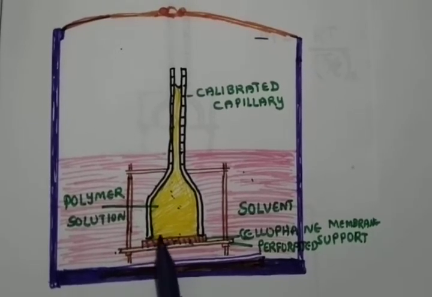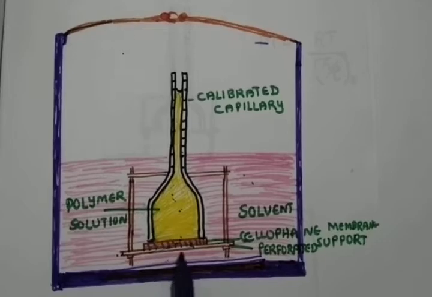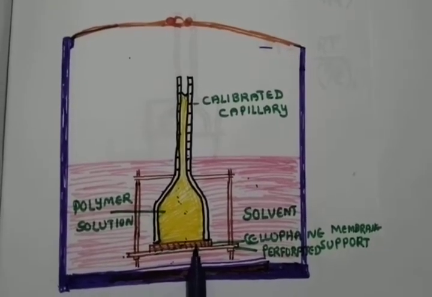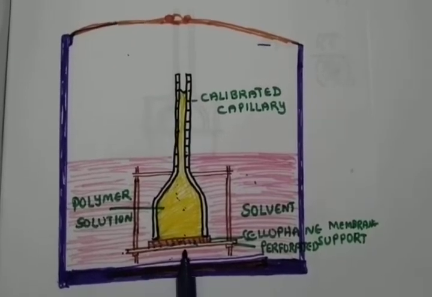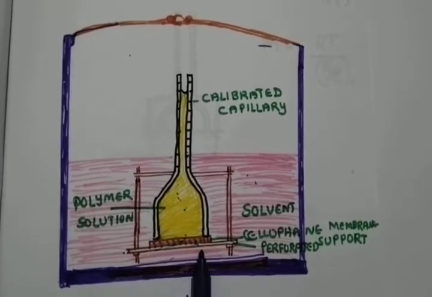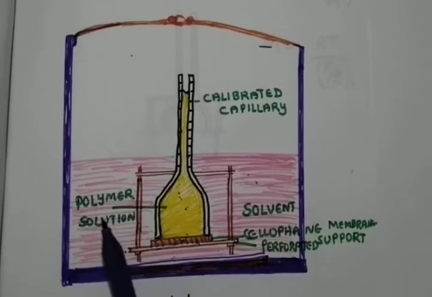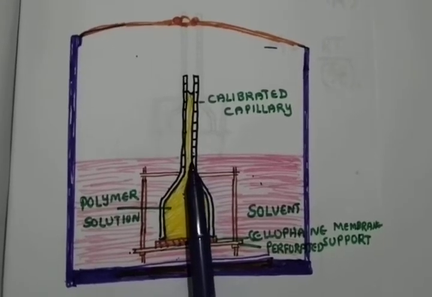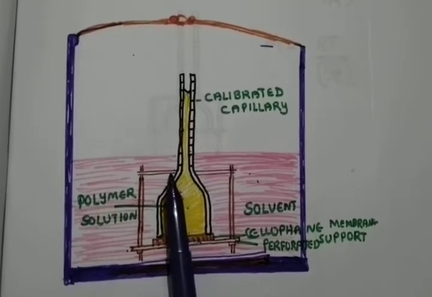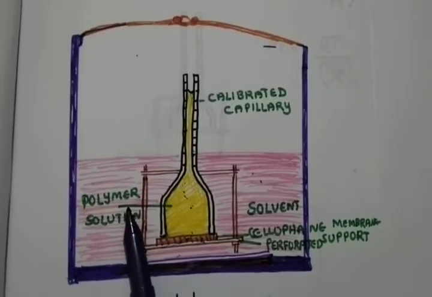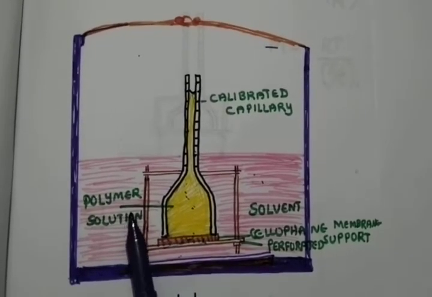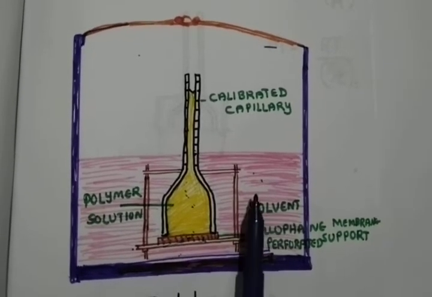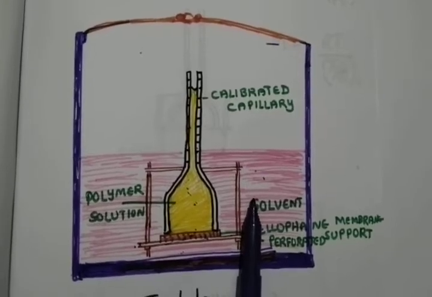The bottom part of the glass or stainless steel chamber is covered tightly with a cellophane membrane, and placed on a perforated support. The top of this chamber is fitted with a calibrated capillary tube which is fixed, and the chamber is filled with the polymer solution whose mass is to be determined, and placed in a larger chamber containing solvent at a constant temperature.